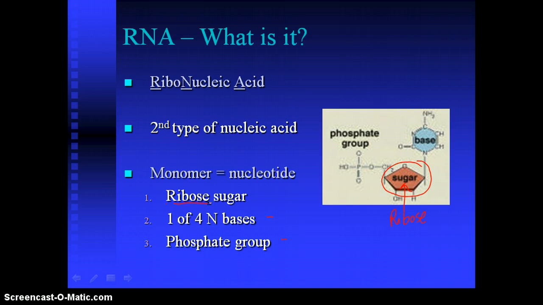I would suggest maybe going ahead and drawing in one of these again, just so you have it written in here, understanding that that is what it looks like still when we're looking at RNA.